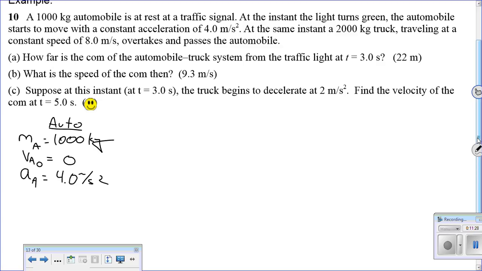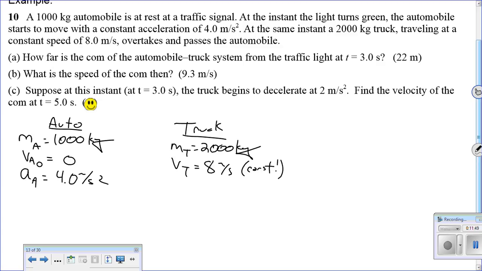Okay, so over here, the truck. At the same instant, here's the mass of the truck, 2,000 kilograms, traveling at a constant speed. So the velocity of the truck is, what did we just say, 8 meters a second. I'm just going to put in parentheses "constant" so that I remember that that guy's not changing. All right, so at time 0, both the automobile and the truck are at the same linear position. So my center of mass at that point would be 0, right?